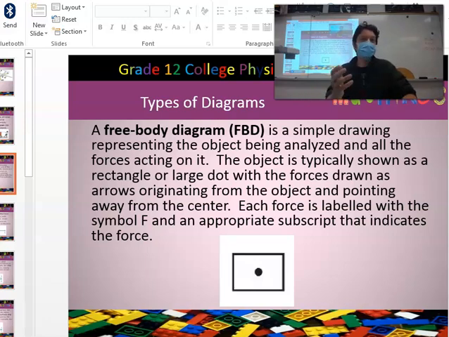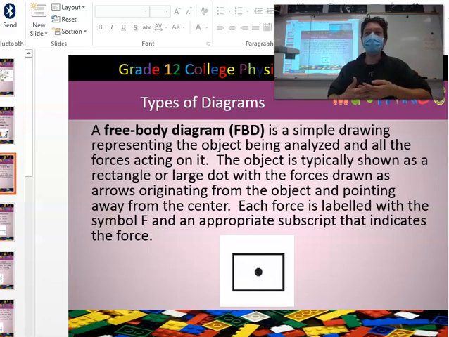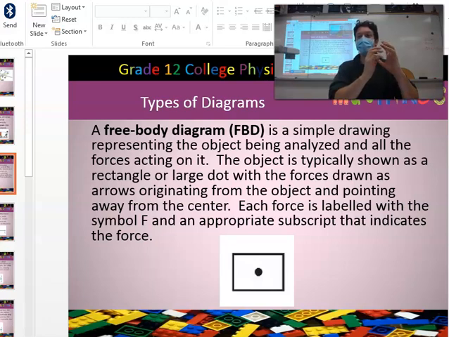Very important, we only label the forces that act on that object, not the forces that that object pushes on other things. What I mean by that is if you're looking at two people doing a tug of war, and let's say you look at person A. Person A is being pulled by the rope in one direction. That's all we care about. We don't care that person A is also pulling person B. We only care what's happening to person A, not what person A is doing to others.